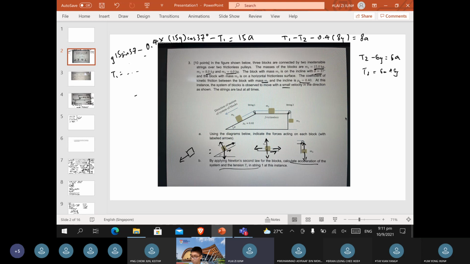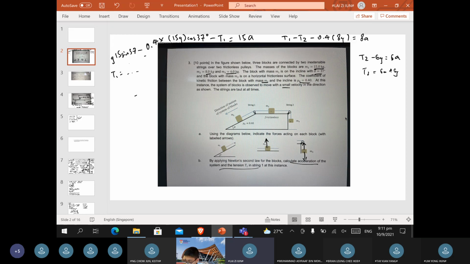Let's read the question now. I'm not going to give you time to do this because we can run through it, and this was on Telegram already. There are three blocks: M1 is 15 kg, M2 is 8 kg, M3 is 6 kg. Then there's an inclined angle of 37 degrees and the frictional coefficient is 0.4. This block is moving downwards. The first part asks you to draw the forces.